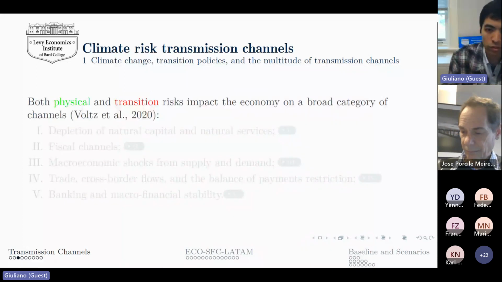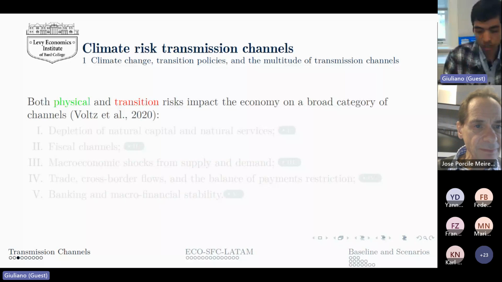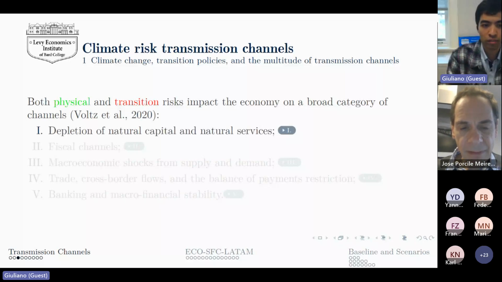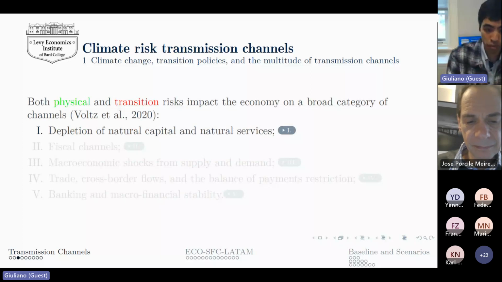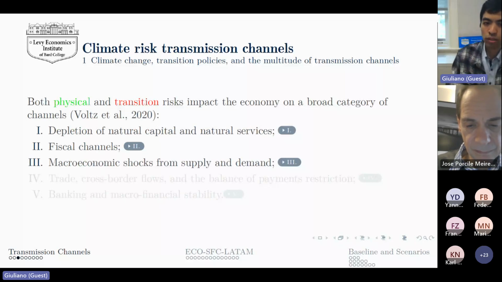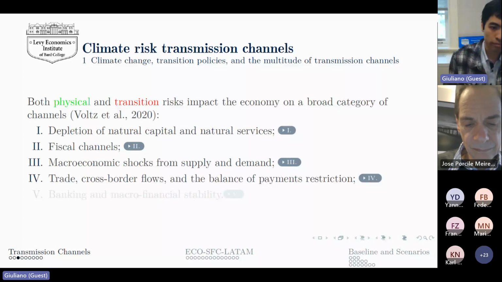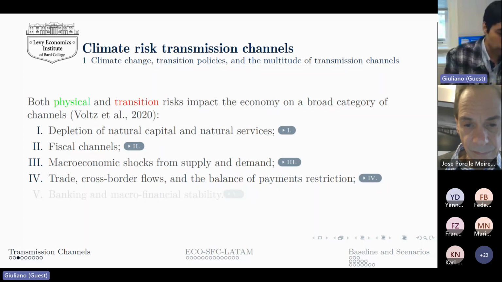So both those physical and transition risks may impact the economy on a broad variety of channels, which we identify as being five. The first one will be the depletion of natural capital and natural services. It will be the impact on the financial side, and also the macro side from both the supply and demand. And there will be also an impact on the trade and cross-border flows and on the balance of payments restriction.